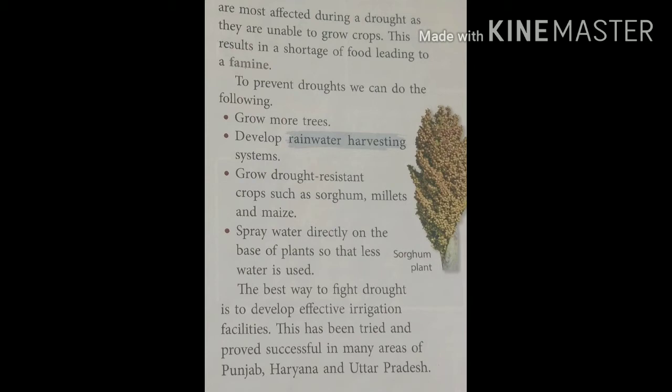To prevent droughts, we can do the following: grow more trees, develop rainwater harvesting systems, grow drought resistant crops such as sorghum, millets, and maize, spray water directly on the base of plants so that less water is used. The best way to fight drought is to develop effective irrigation facilities. This has been tried and proved successful in many areas of Punjab, Haryana, and Uttar Pradesh.